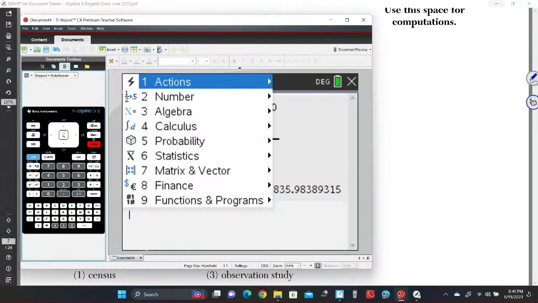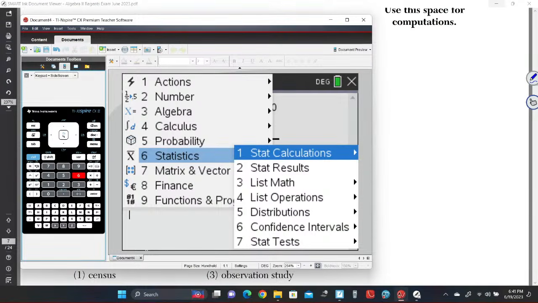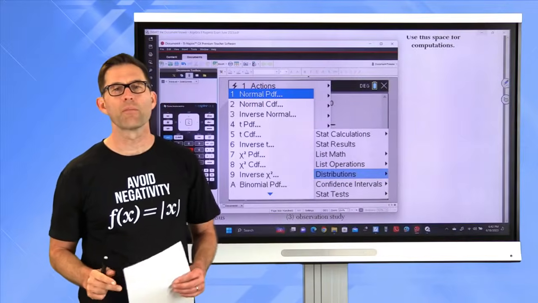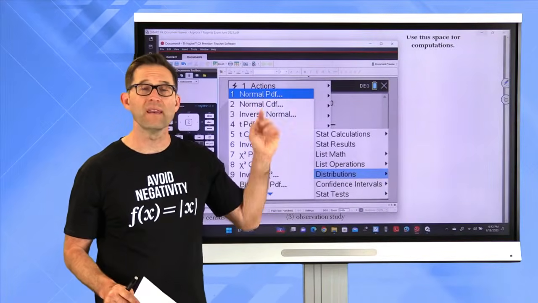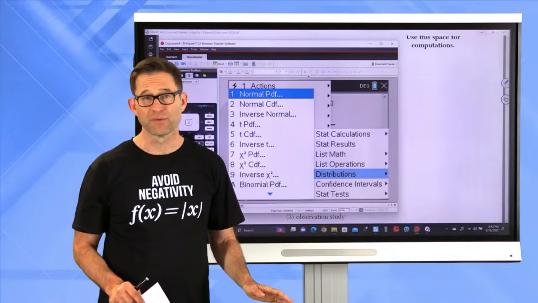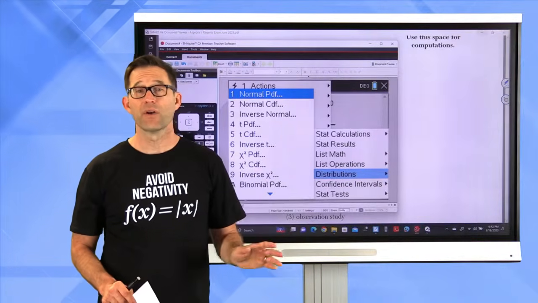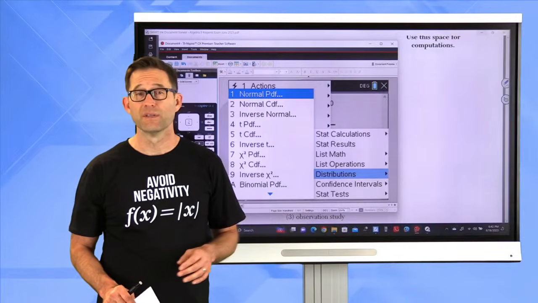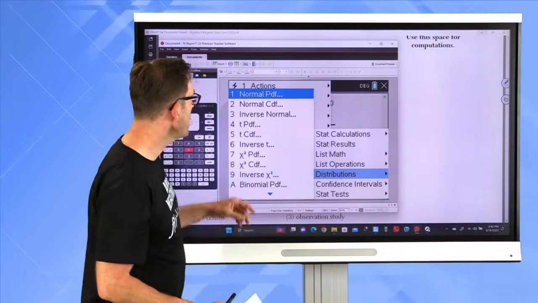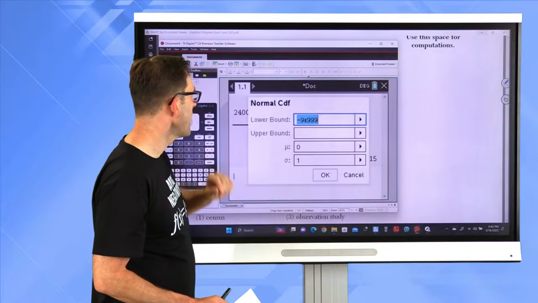I'm going to hit my menu button. I'm going to go down to choice 6 for statistics. And then what I want is choice 5, what are called distributions. Now it's tricky because there are two normal distributions. There's the normal PDF, which, let me just say right now, you're never ever going to use. I don't even know why they have it on here, and it really annoys me that it's the first one. But anyway, what we want is the normal CDF.